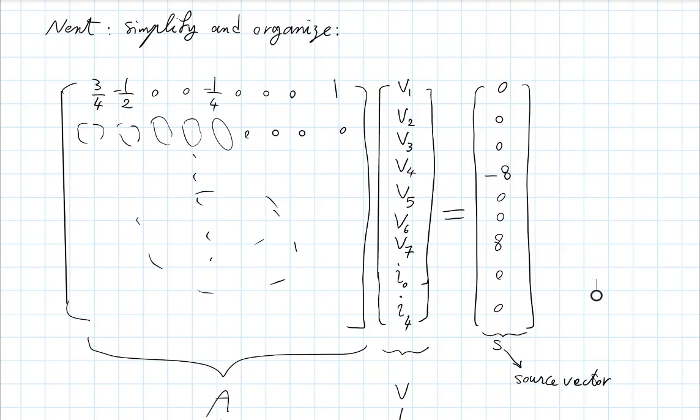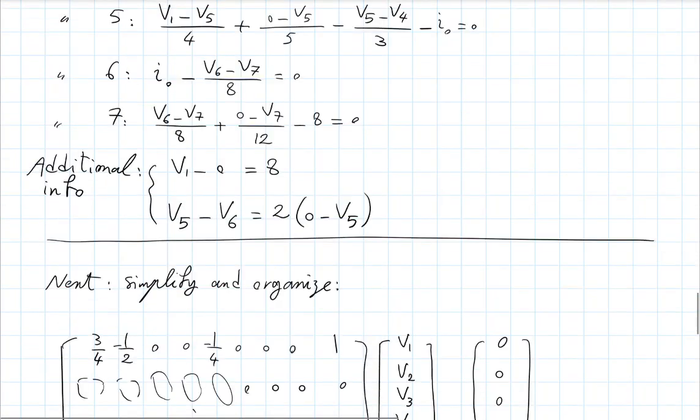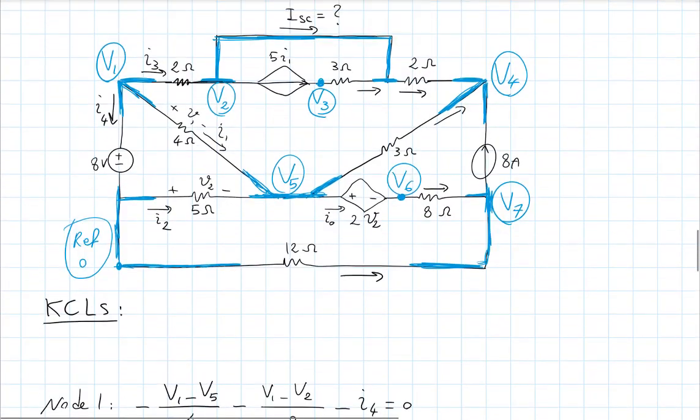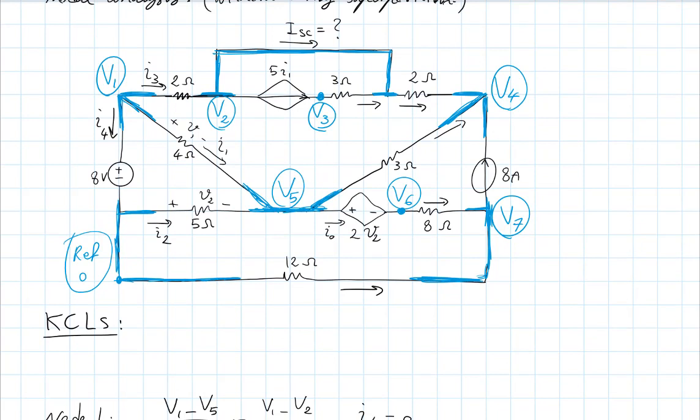Right? So this is an example of nodal analysis for a pretty big problem that has all these things. Voltage sources and current sources, dependent and independent.